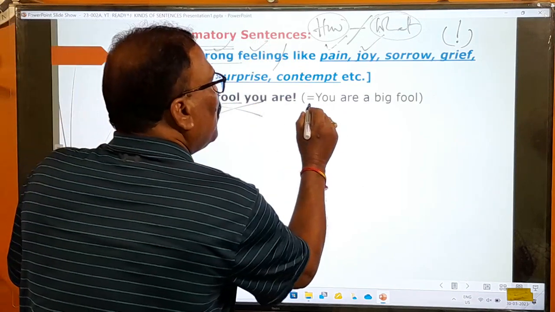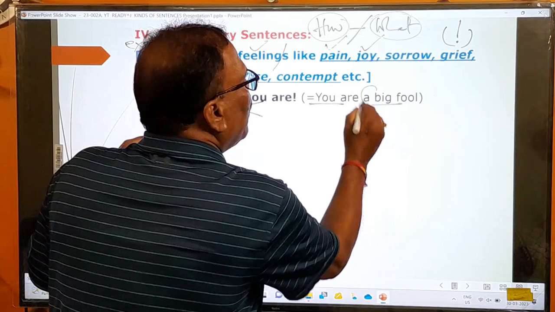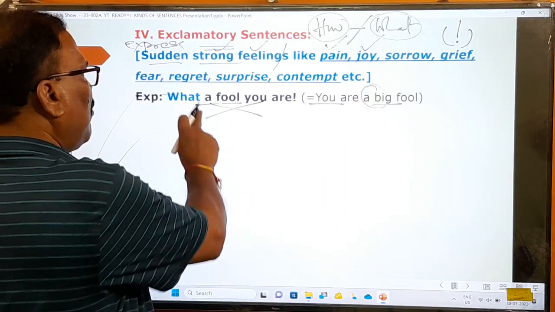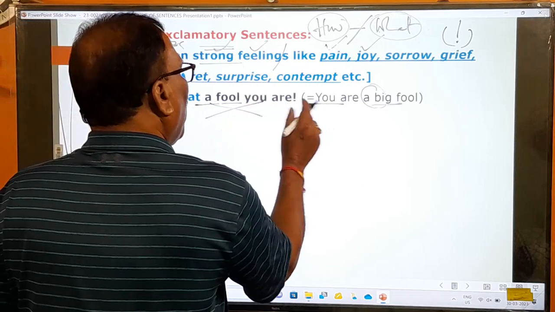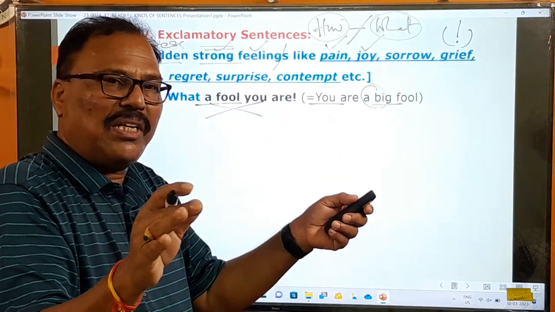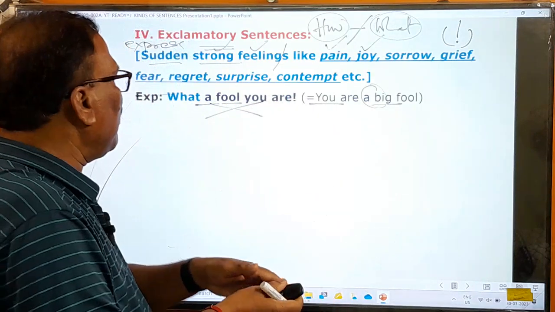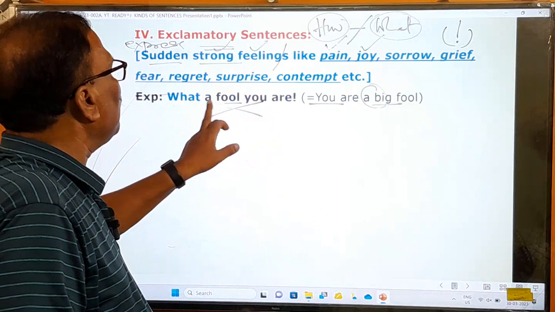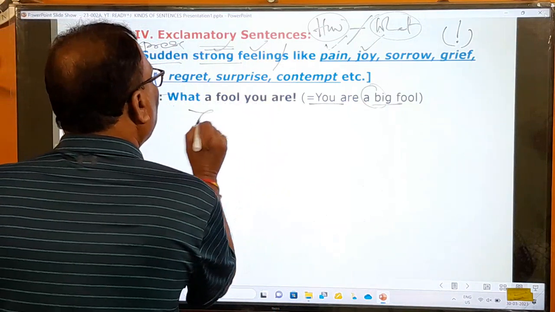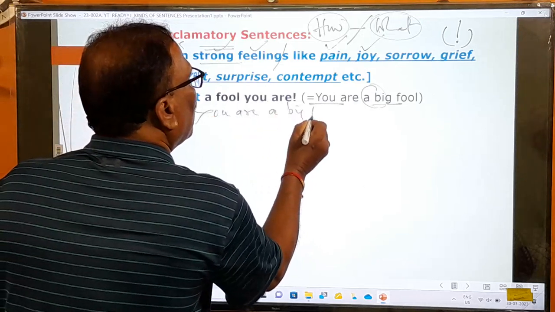It means, you are a big fool. You are a big fool. What a fool you are means you are... The sentence is inverted. It is a word inversion. It is inverted. So you are, yes, you are a big fool.